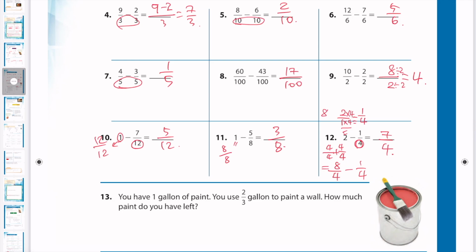So 8 over 4 minus 1 over 4. Okay, I just make this fraction denominator equal. Okay, so you can subtract or add.